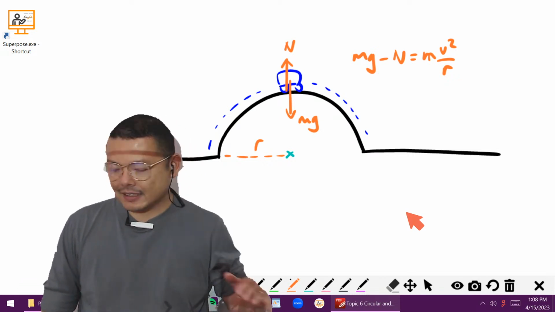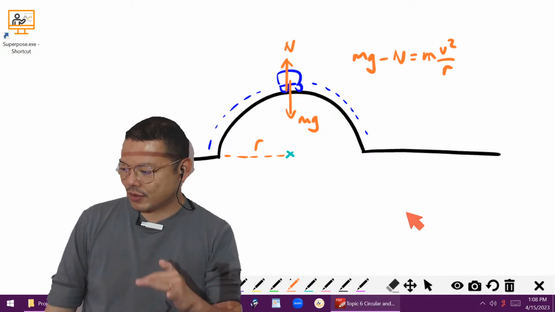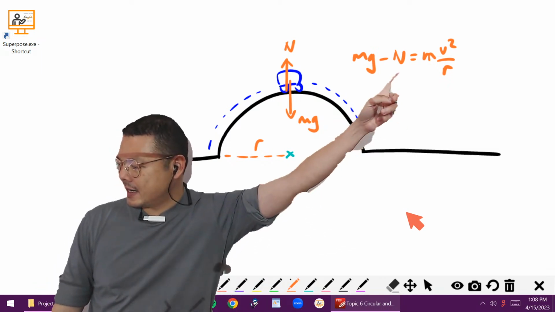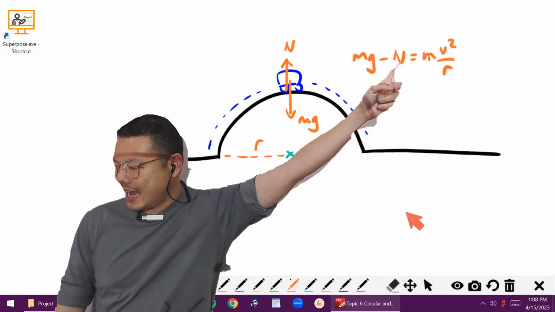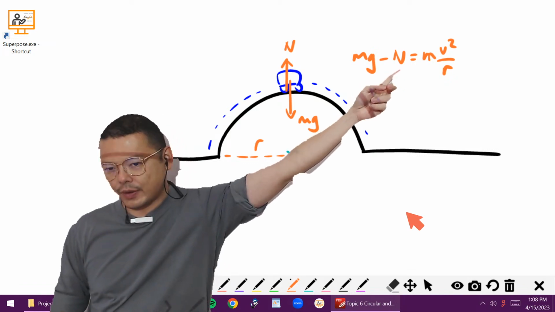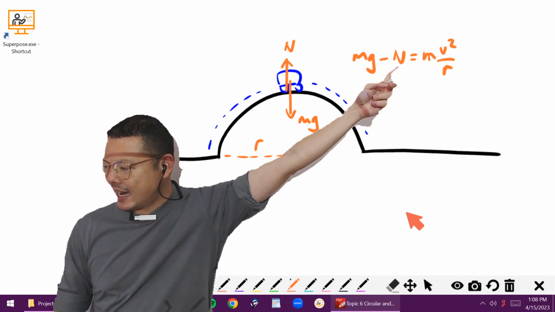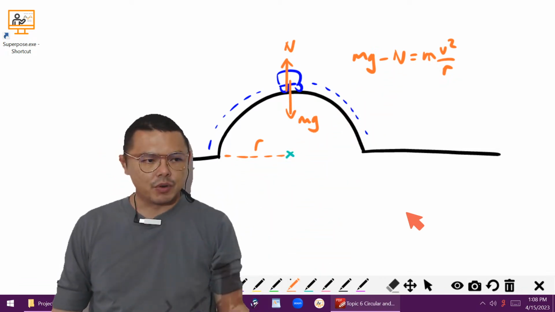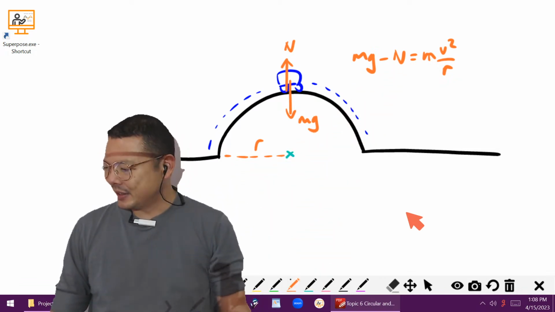Okay, just want to point out to you, some students, I don't know why, but maybe it didn't hit them yet. This N is not mg. Your job is to find what's the normal contact force sometimes, right? So don't assume that N is mg, then mg minus mg becomes zero, right? So don't do things like this, okay?